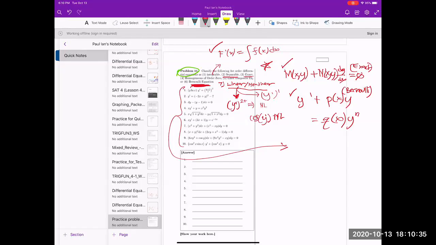I'll have to see. Oh, I think I know what you're talking about. So the Bernoulli one actually has this one as well. You're talking about this guy, right? This is Bernoulli.